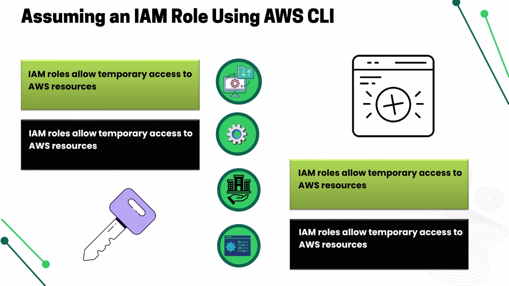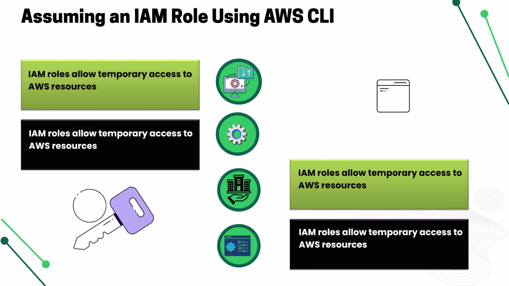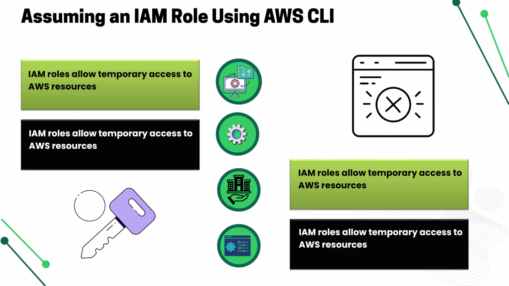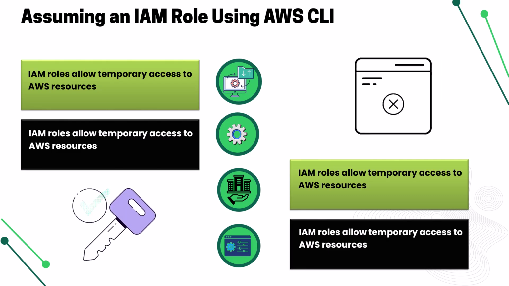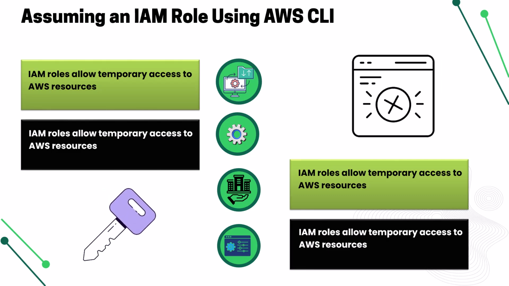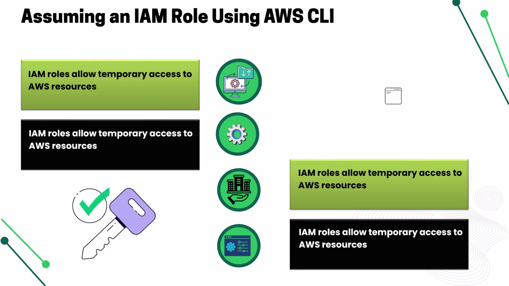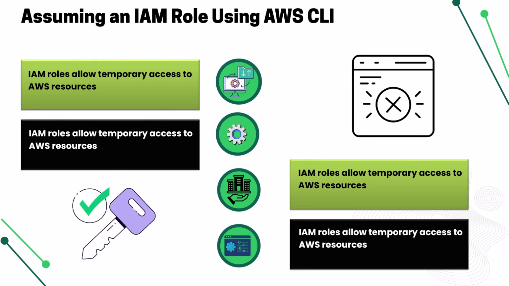Ever wanted to switch identities like a secret agent? Well, IAM roles let you do just that, temporarily of course. With AWS STS, you can assume a role using the CLI, but make sure you provide the right parameters. Permissions and session duration, those depend on what the role allows. So choose wisely before stepping into your new AWS disguise.